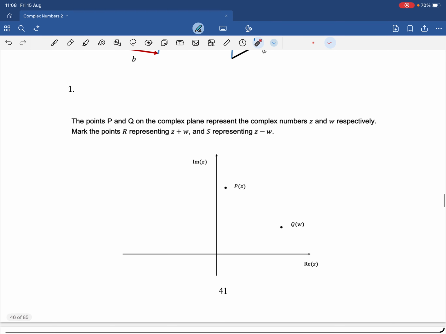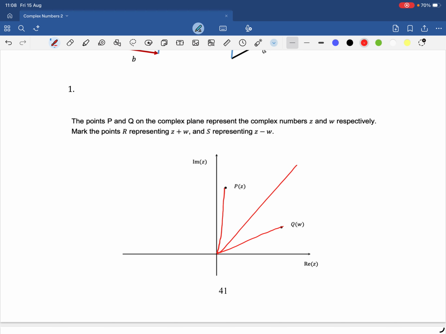So the points P and Q on the complex plane represent the complex numbers Z and W respectively. We're going to mark the point R representing Z plus W and S representing Z minus W. So this is Z here. We've got Z plus W there. Z plus W is going to be up here. So if we put our Z also here, that's W, that's Z, and this is Z plus W. So this is the point R here.